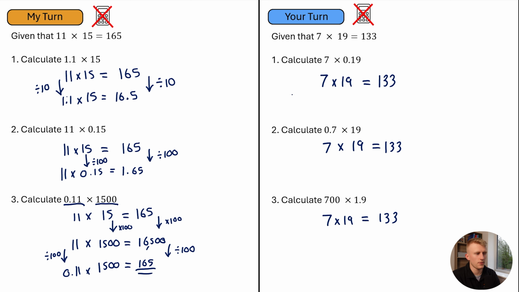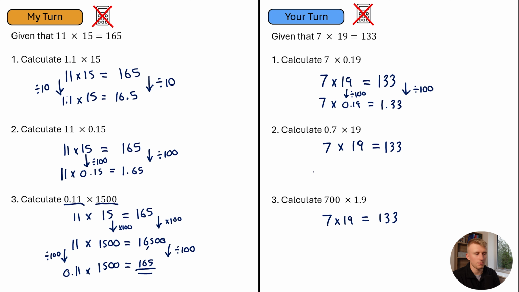Okay, let's give this one a go. Calculate 7 multiplied by 0.19. So my 7 hasn't changed, but my 19 has been divided by 100 to take it to 0.19. And so I want to do the same thing to my answer. I want to divide 133 by 100 to give me 1.33.